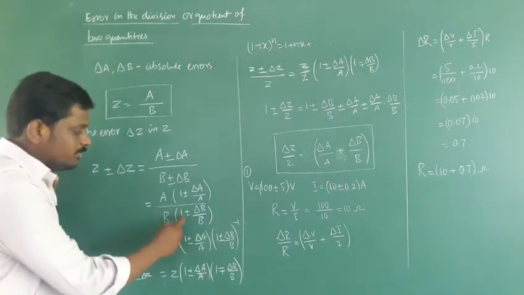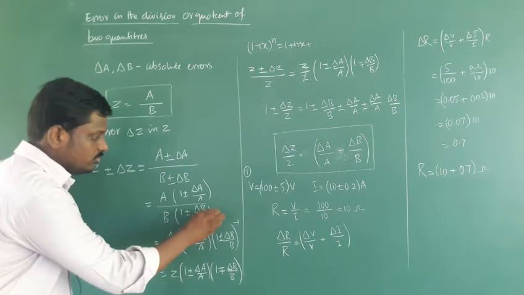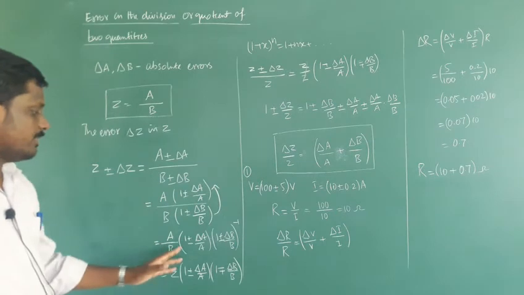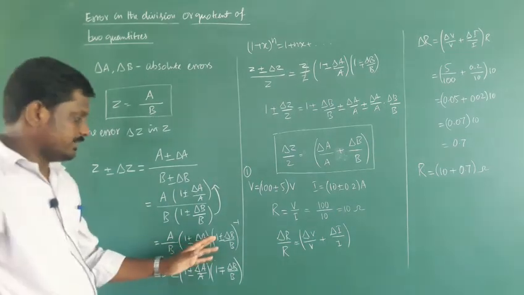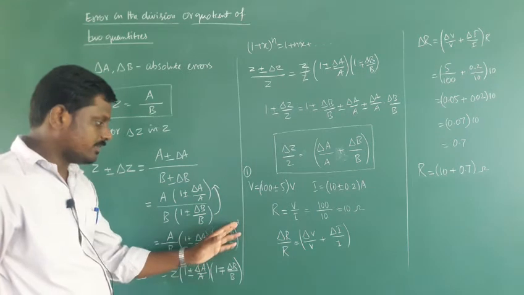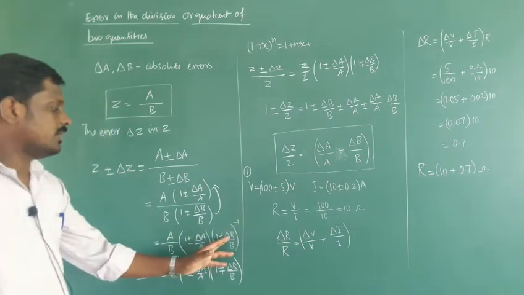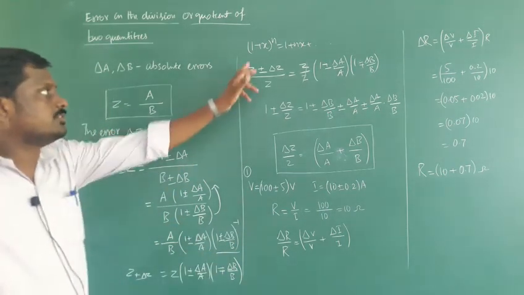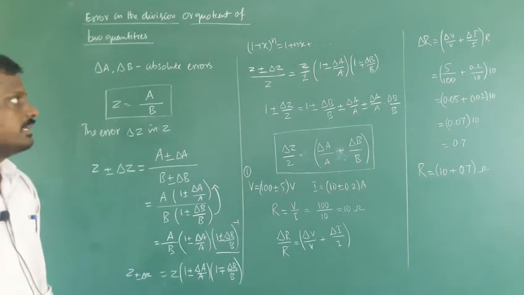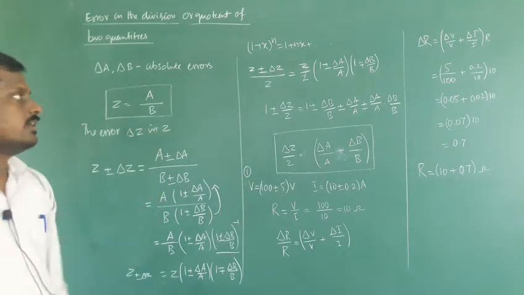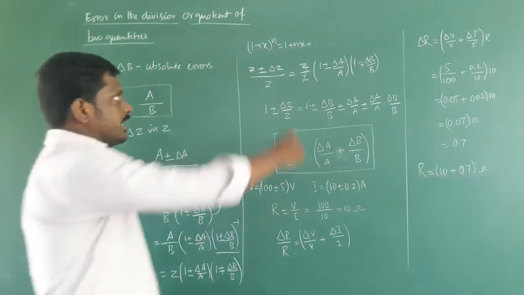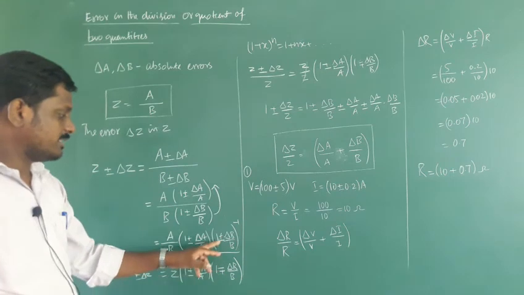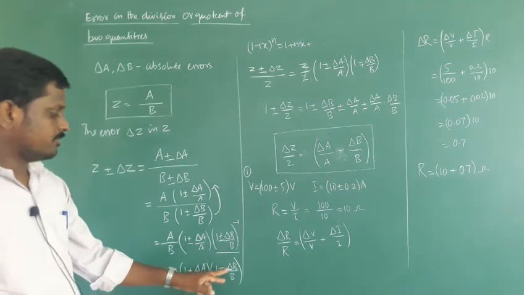After that, that 1 plus or minus delta B by B goes to the numerator, so it's power minus 1. So A by B, 1 plus or minus delta A by A, into 1 plus or minus delta B by B, power minus 1. It looks like 1 plus x power n, where n is equal to minus 1. Using the binomial theorem, 1 plus x power n is 1 plus nx, and the higher order powers we are neglecting. Since n is minus 1, the sign changes, so 1 plus or minus becomes 1 minus or plus delta B by B.